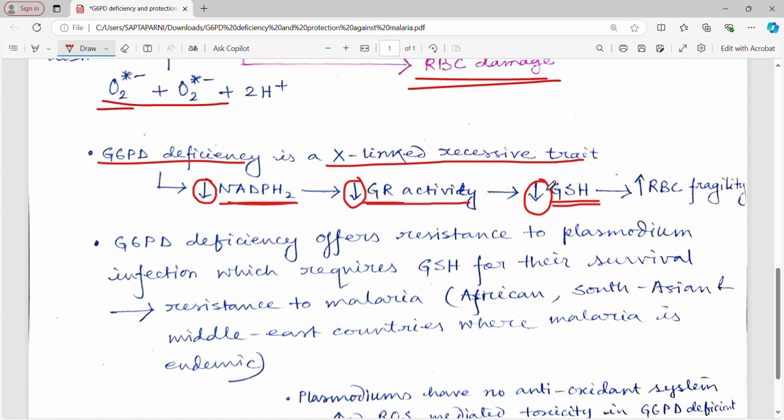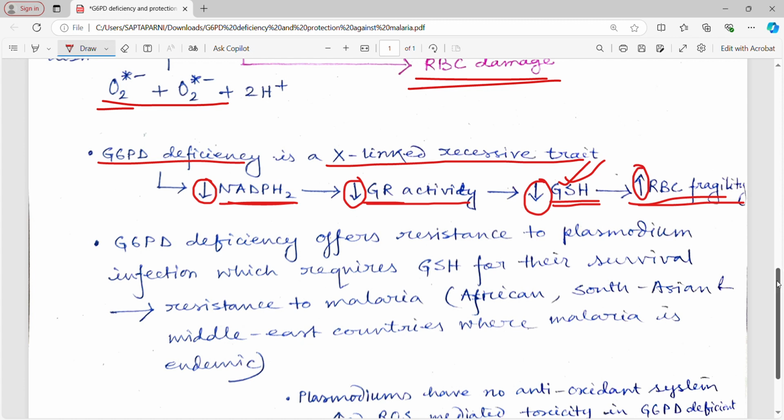Okay, and as we know, the reduced glutathione is very important to convert H2O2 into H2O and to save the RBC from fragility. So with the decrease of reduced glutathione, obviously the RBC fragility will increase, okay, and which is not so good for our cells.